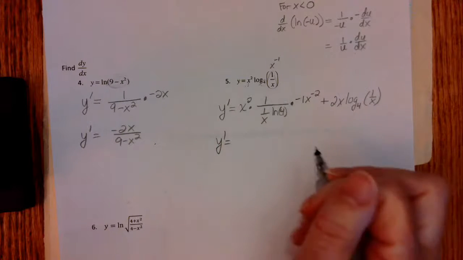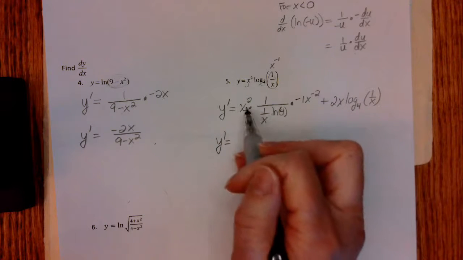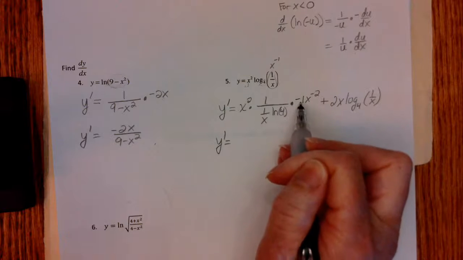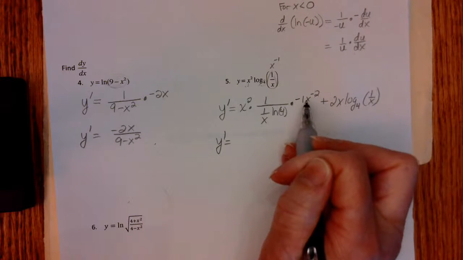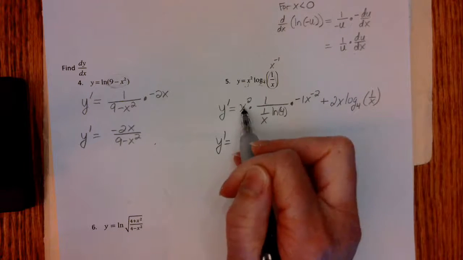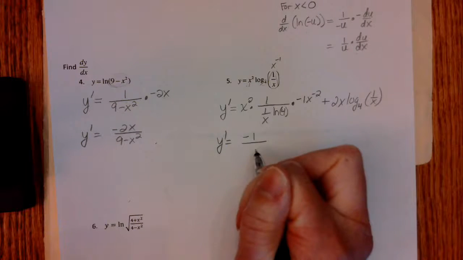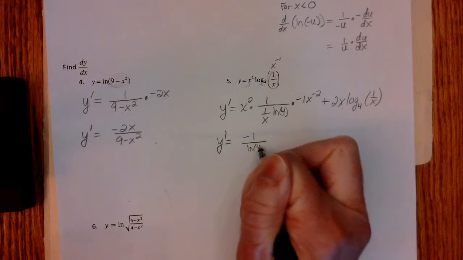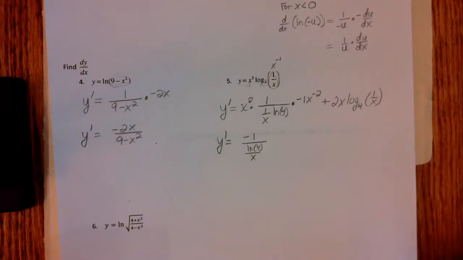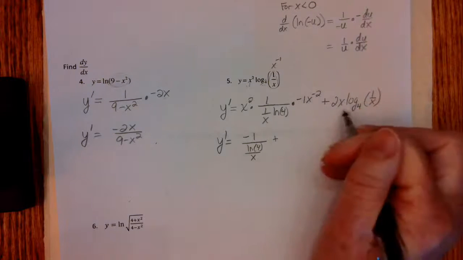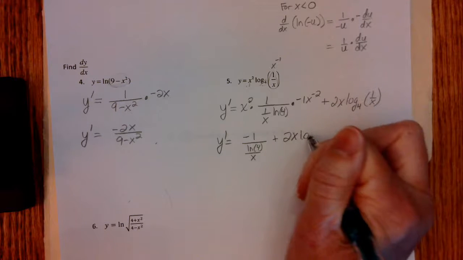This one simplifies down to, we have x squared times 1 times negative x to the negative 2. Well, these combine. I add my powers. Those x's are gone. I have negative 1 over the natural log of 4 being divided by x. Plus, nothing to be done here. That stays.